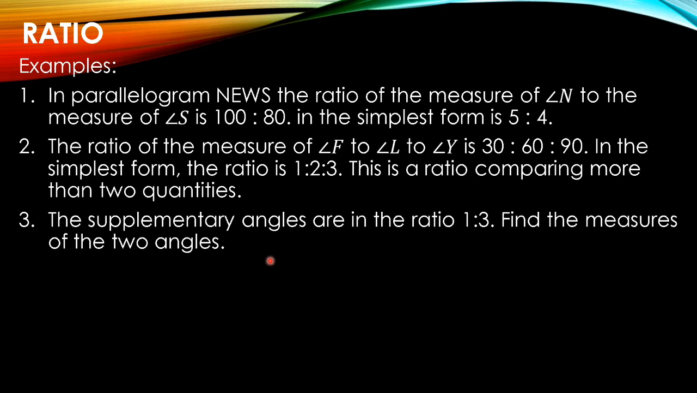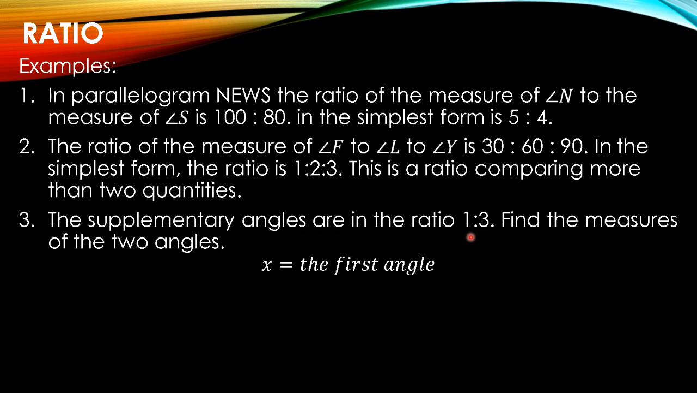And last, ito ay example ng word problem involving ratio. So the supplementary angles are in the ratio 1:3. Find the measures of the two angles. So yung ratio daw ng angle na supplementary ay 1:3. So, paano natin siya isosolve? May word na supplementary, so ibig sabihin kapag pinag-add mo yung dalawang angle, ang sagot ay 180 degrees. So, dahil may isosolve tayo, kailangan natin ng variable na magre-represent dun sa measurement ng angle.